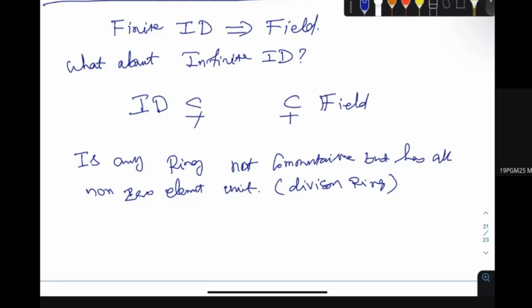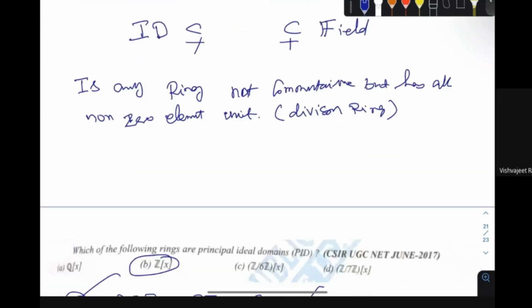Do we have an example of a non-commutative ring, but it's almost a field except for the commutativity? Do you have an example? Anyone knows about some example? Have you heard of some example? The real quaternions. Real quaternions. Very good. Yes.